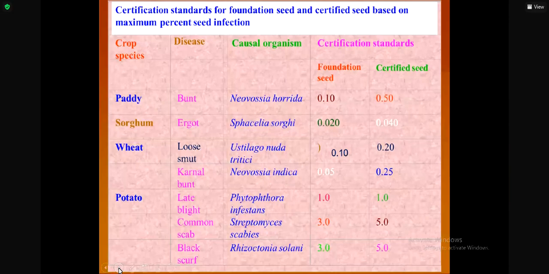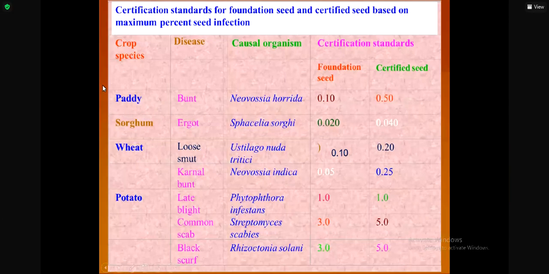And this multiplication continues. So the offspring of foundation seed is registered seed, and the offspring of registered seed during the multiplication process, we call certified seeds. And we have to set standard for different seed, for foundation seed, for breeder seed, for registered seed, for certified seed. So this is the ultimate seed.